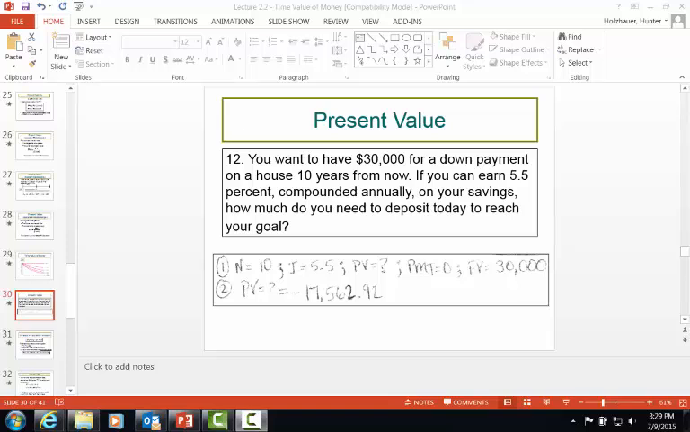So, as we were talking about with the slide before, one way that you can make that present value go down is by maybe investing that money in something riskier, higher than 5.5%, or by investing that money longer. So to get the PV to go down, you'd have to either increase N or increase I, and that would mean that you would need to start off this investment project with less money than $17,562.92.